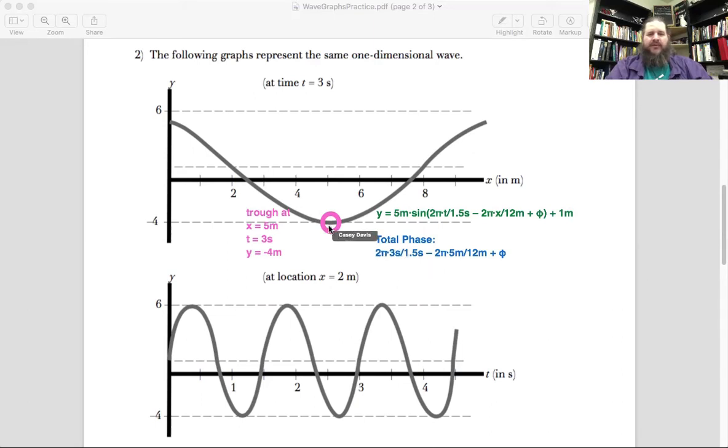So what we can do, since we're at a trough, we could skip everything else and just say the total phase, the stuff inside the sine function, equals 3 pi over 2. Or 3 pi over 2 plus an extra 2 pi, or plus an extra 4 pi, or minus 2 pi, minus 4 pi, minus 6 pi. Any extra plus or minus 2 pi doesn't actually change the result. But let's just say 3 pi over 2 for convenience. Or alternatively, if you were at a crest, what would you use for the total phase?